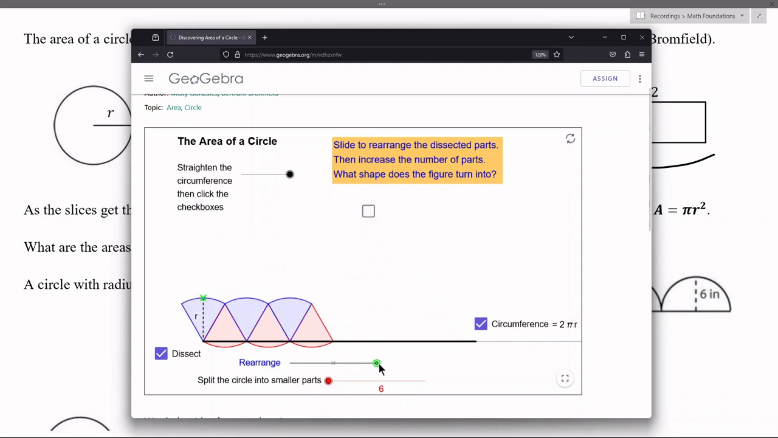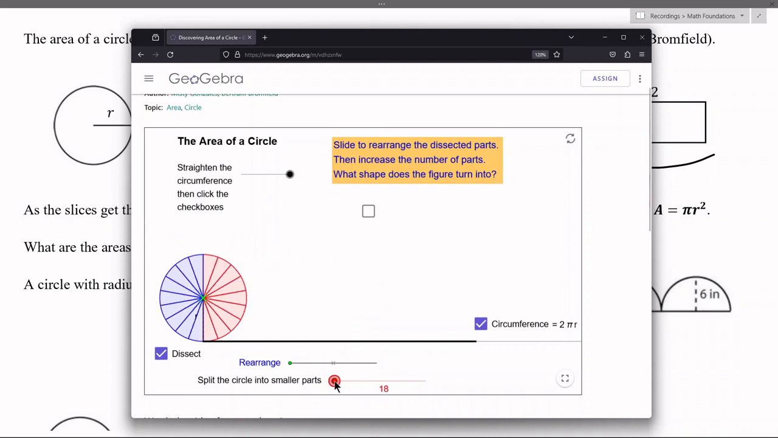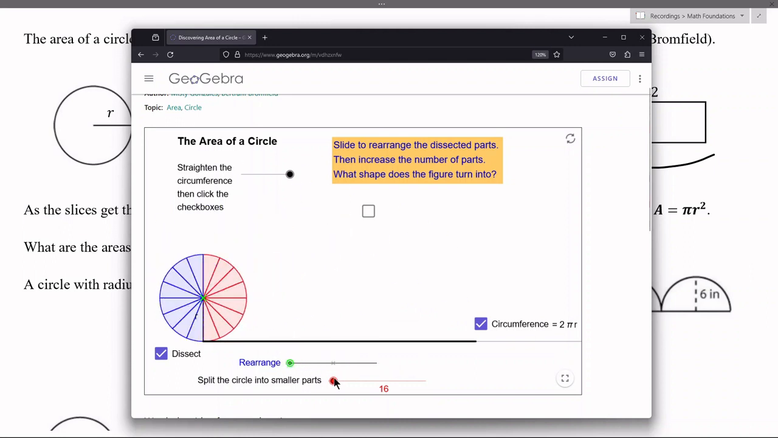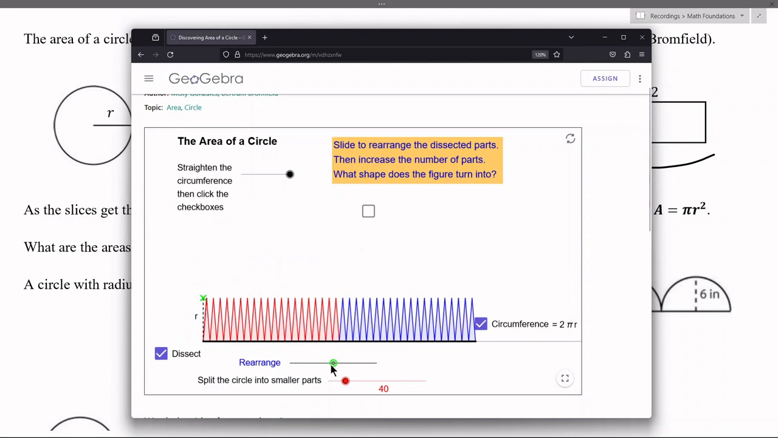But of course, instead of just doing 6 parts, we can cut it up into smaller chunks, right? We can cut it into, for instance, 16. Spread it out and flip it over. You can see this is more representing a rectangle. And as we go even further, we can cut it up further. So let's do like 40 here. Cut it up and flip it over. You can see it's getting even more like a rectangle.